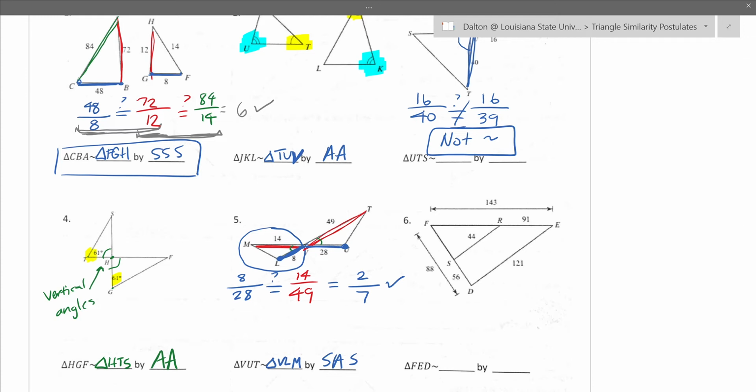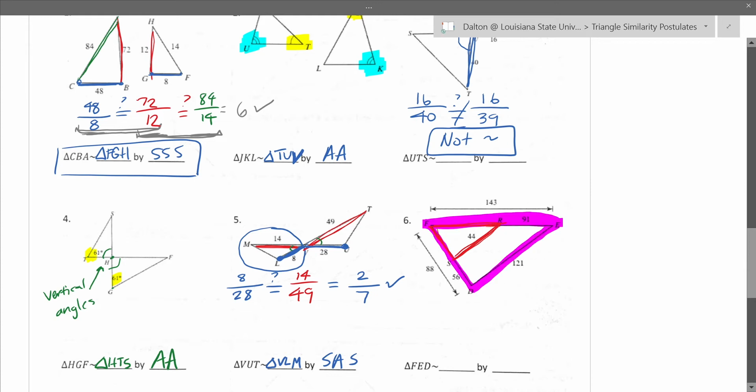For number 6, I have lots of information here. This one looks a little bit confusing. So the first thing that I would do if I were you is kind of highlight or bold or whatever the little triangle here to realize that we're comparing this small triangle to the large triangle FDE. So we're comparing the pink one to the red one.